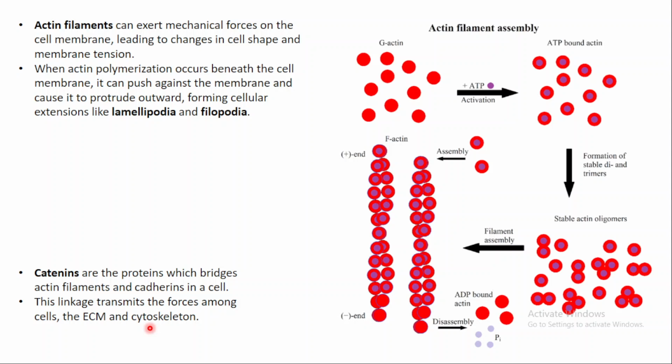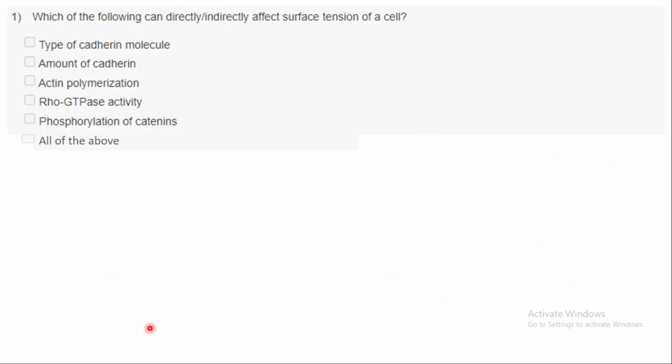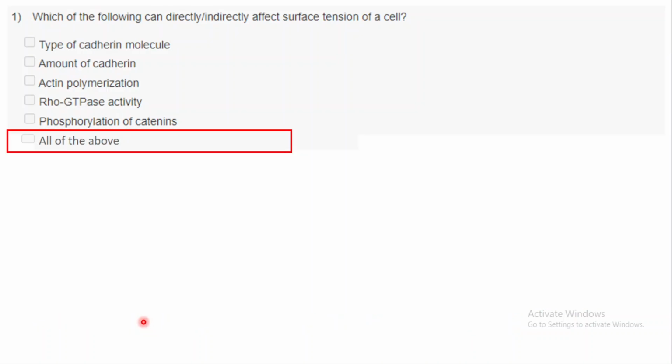So how is force generated? A cell is binding to its neighbor or to the membrane via this adherence junction where we have cadherins, and then we have actin filaments which form the cytoskeleton of the cell, and we have certain proteins called catenins which link the adherence junction with the cytoskeleton. So that's why we have the correct answer as all of the above, where the question was which of the following can directly or indirectly affect surface tension in a cell.